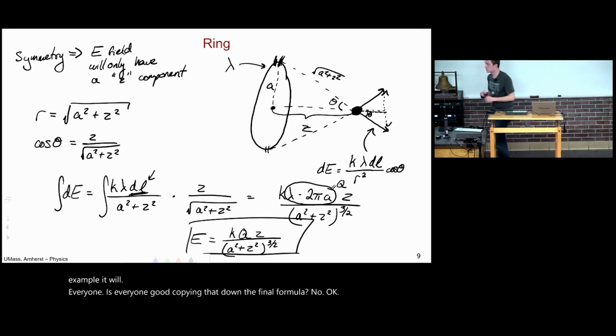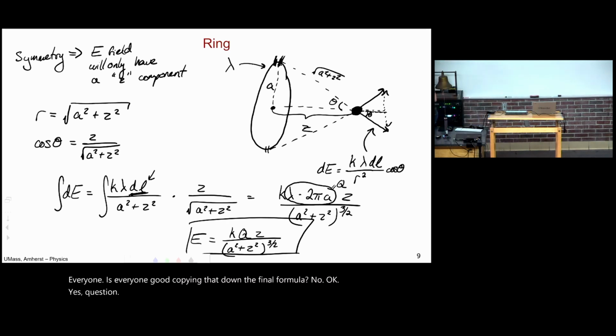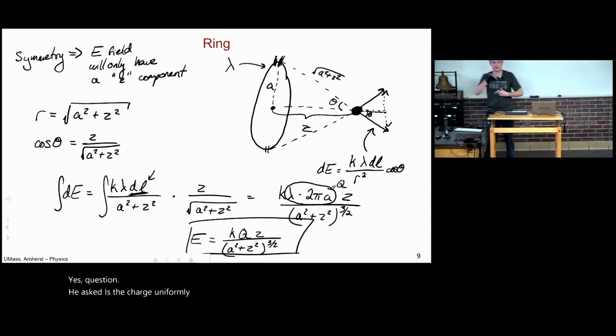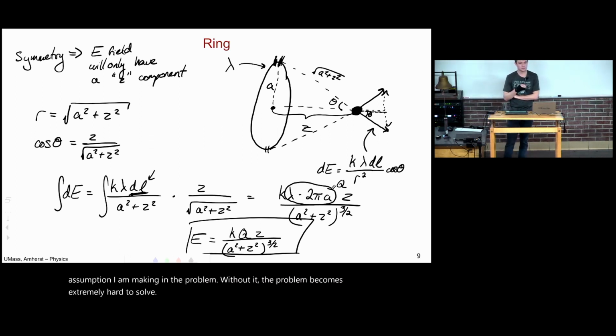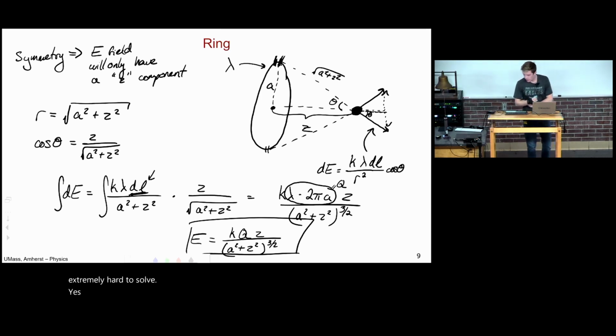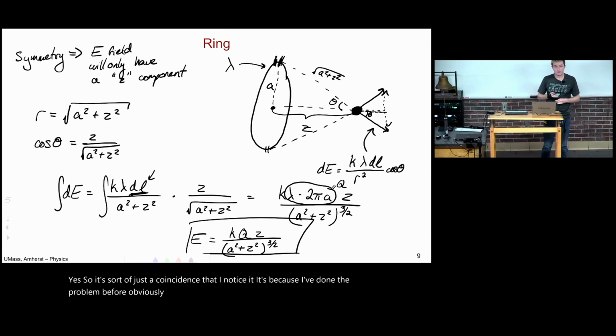Yes, question? He asked, is the charge uniformly distributed? And yes, that is an assumption I am making in the problem. Without it, the problem becomes extremely hard to solve. Yes? Oh, so it's sort of just a coincidence that I noticed it. It's because I've done the problem before, obviously. So lambda times the length of the ring should give you the total charge of the ring. And the circumference of a circle is 2 pi times its radius. Good question.